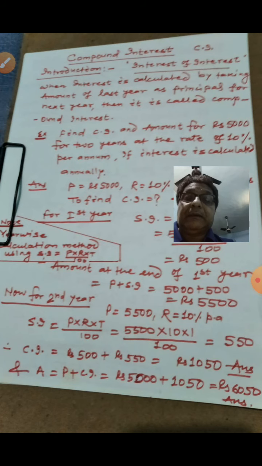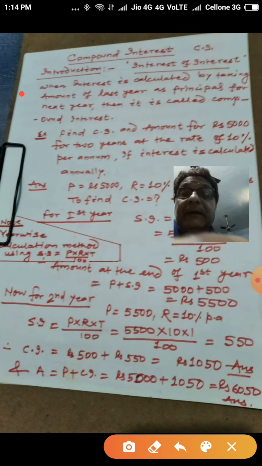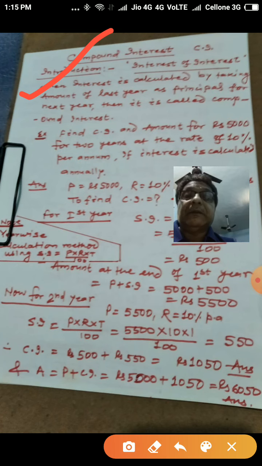So in this way, when we calculate interest, making each amount of preceding year as principal for next year, such interest is called compound interest. So here it is defined as, in the introduction you see, its other name is interest of interest. So when interest is calculated by taking amount of last year as principal for next year, such interest is called compound interest.